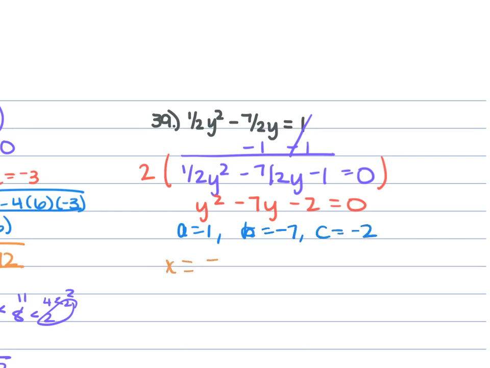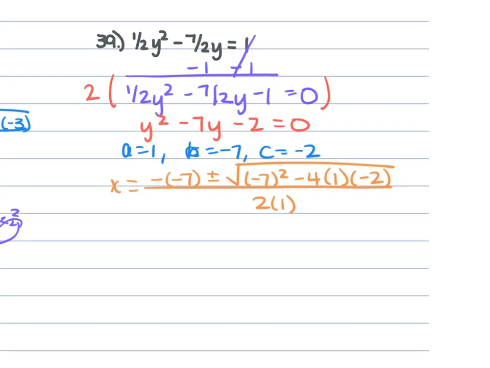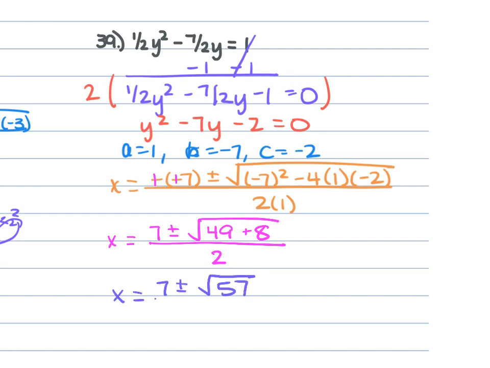So x is equal to negative times negative 7 plus or minus the square root of negative 7 squared minus 4 times 1 times negative 2 all over 2 times 1. From here, those two negatives are going to become positives, so x is equal to 7 plus or minus the square root of 49. Negative 4 times negative 2 is a positive 8. This is all going to be over 2. So from here, we have the 49 plus 8, which is 57, so x is equal to 7 plus or minus the square root of 57 all over 2.